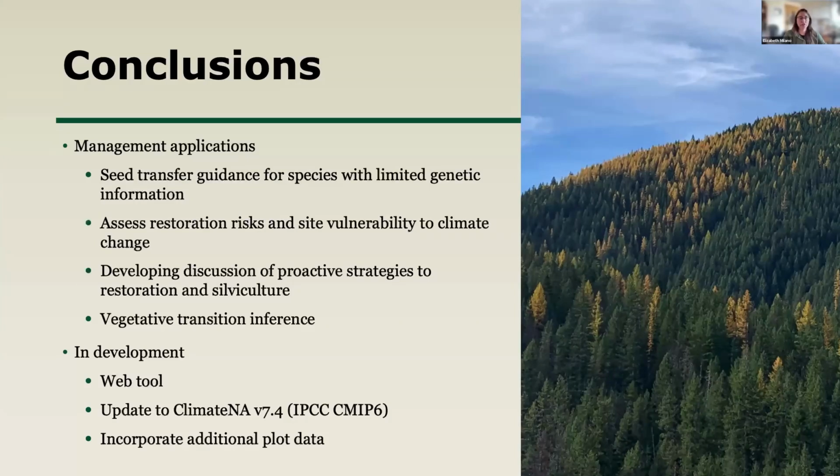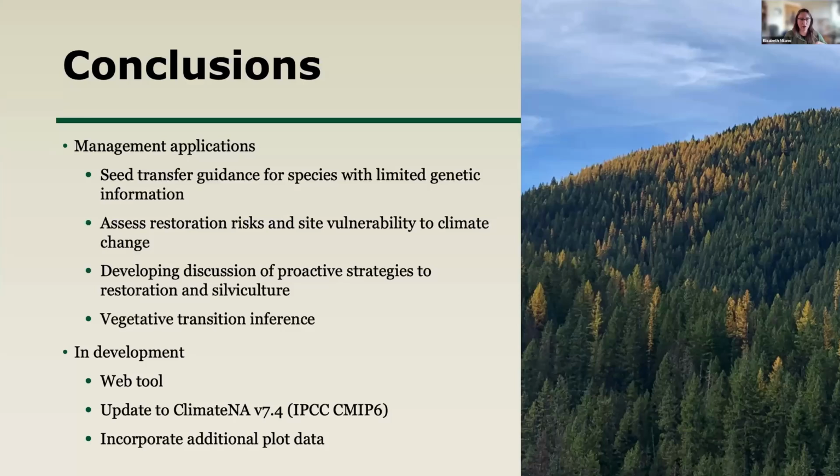Future work, as I mentioned, we do have a web tool in development. We actually just got prototypes to play with yesterday, which is very exciting. We plan to be sending that out to a core group of users for feedback pretty soon, and hope to be releasing that under the same Climate Smart Restoration Tool URL as the existing tool is now. So keep an eye out for that early in 2025.